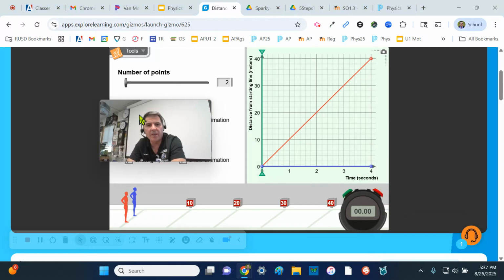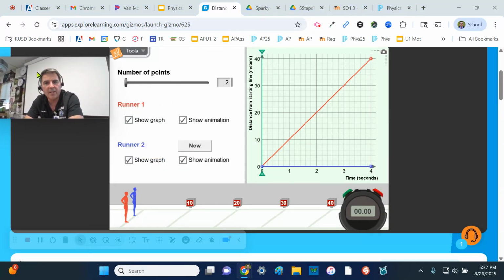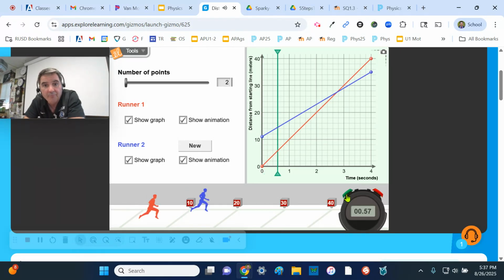Hey, what do you think the people are going to do right now? So if I click the stopwatch, do you think that the red person is going to run at a constant speed and the blue person is just going to stand there? I don't know. Let's see. Come on. Oh, yeah. So that's what happened. All right, so I'm going to restart that. I'm going to go new. Now, who do you think's going to win this race? Red or blue? Ready, set, go.